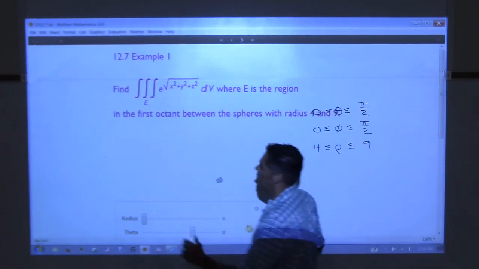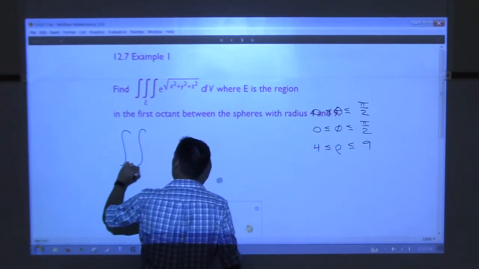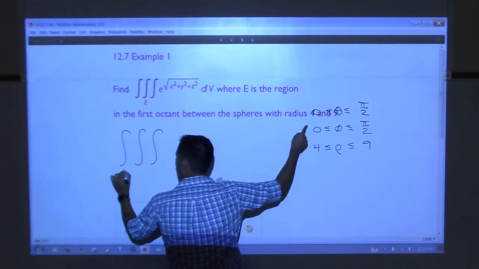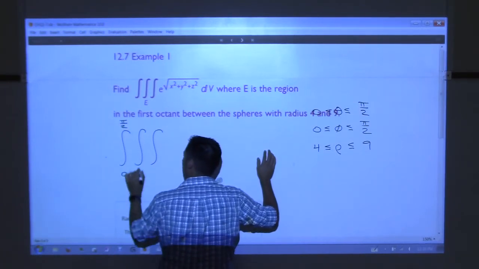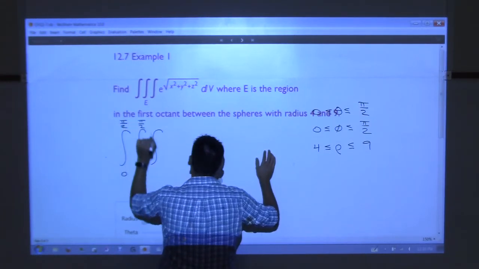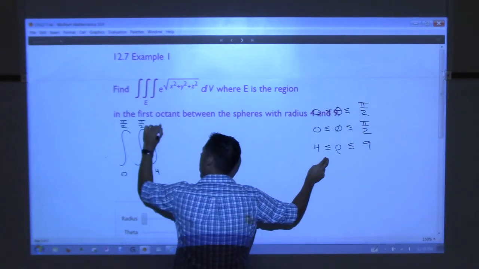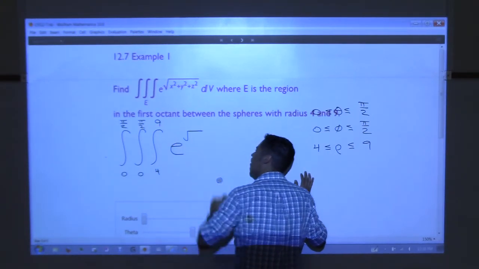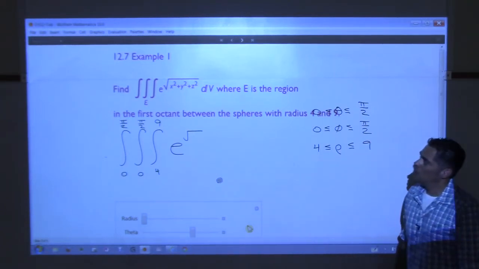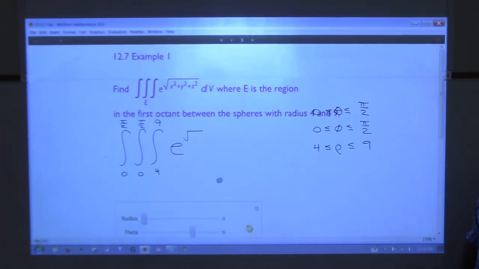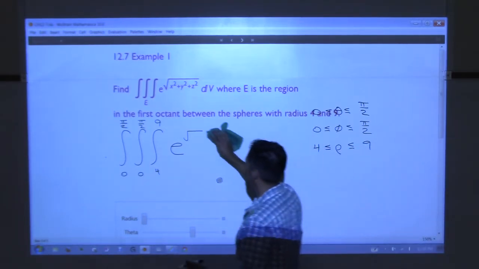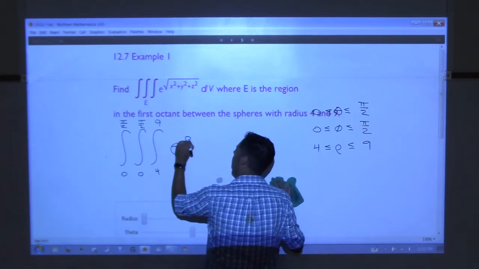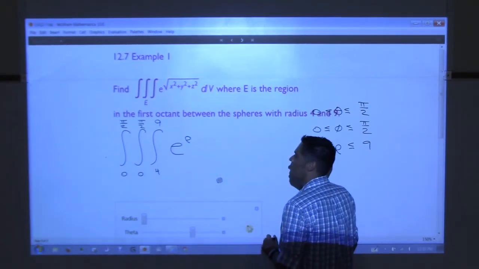So let's rewrite this. Triple integral. I'm going to go from 0 to pi over 2. They're all constants, right? So order doesn't matter. 4 to 9. E to the what? Square root of? It's rho squared. Yeah, isn't x squared plus y squared plus z squared rho squared? Yes? So this is just rho. You do the rho. Oh, rho.